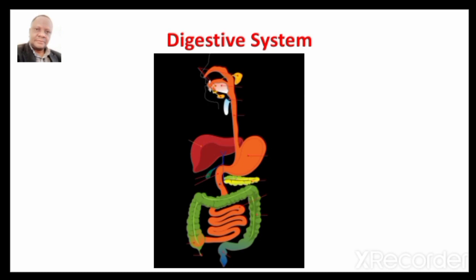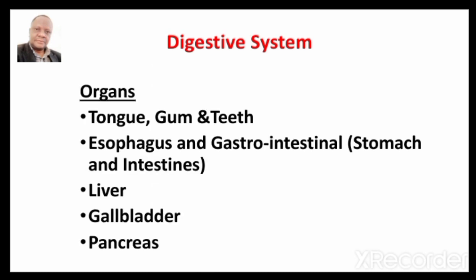The digestive system starts from the mouth and ends in the anus. Some of the organs of the digestive system include the tongue, the gum, teeth, esophagus, and the gastrointestinal tract, made up of the stomach, small intestine and large intestine, also called the colon. We also have the liver, gallbladder, and pancreas.